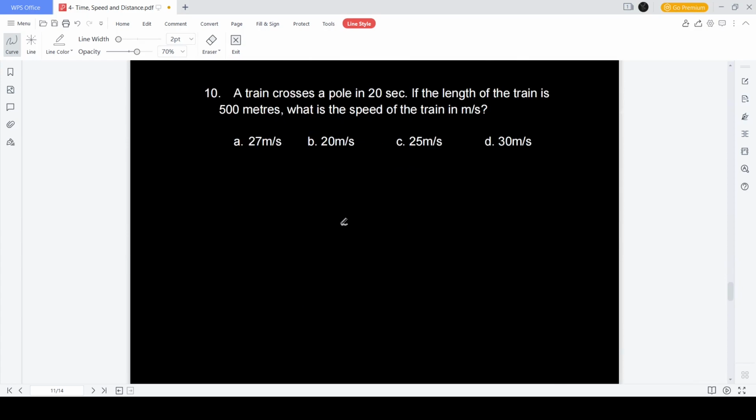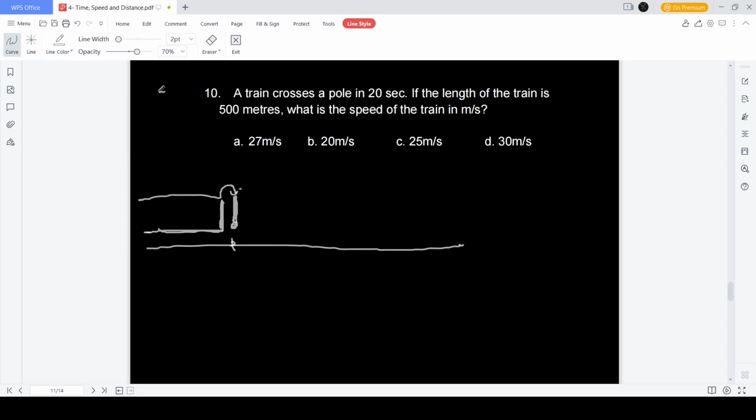Alright, next question. A train crosses the pole in 20 seconds. If the length of the train is 500 meter, what is the speed of the train? Okay, so we need to understand how a train crosses the pole at first. This is a pole, and let's say the train is just passing. Okay, so it's going to cross it now. Once it is at the same point, you won't understand, so I have taken the train a little behind the pole.